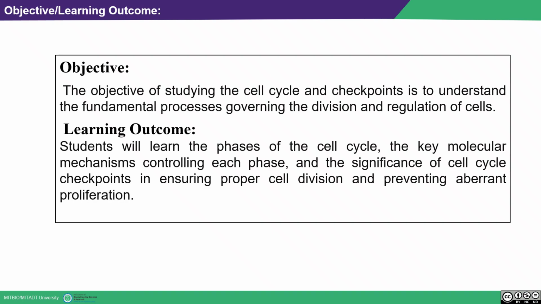The main objective of this topic is to study the cell cycle to make you understand how cells divide in a regulated and accurate manner. So by the end of this lecture, you will be able to explain the different phases of the cell cycle, understand the checkpoints, and describe the role of different cyclins and CDKs and their relationship between the checkpoint failures and cancer proliferation.